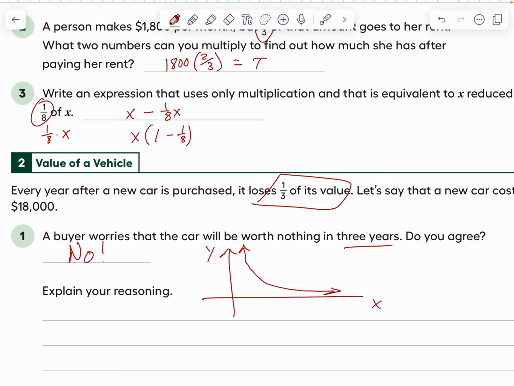It gets closer to it, but that car is not going to be worth nothing. Even if it's not a very good car, it's a hunk of junk, you can take it to the scrapyard and get some money out of it. It's never going to be worth 0. Somebody's going to pay you something for it, even if it's just for parts. Okay? So it's always worth something.